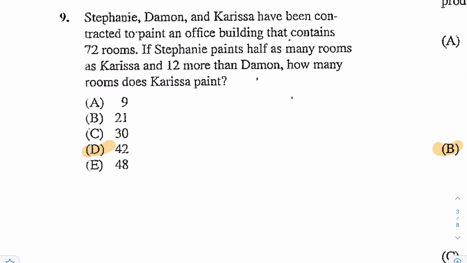All right, next for number 9, Stephanie, Damon, and Carissa have been contracted to paint an office building that contains 72 rooms. If Stephanie paints half as many rooms as Carissa and 12 more than Damon, how many rooms does Carissa paint? So S plus D plus K, the total has to be 72. But Stephanie paints half as many as Carissa, so S is equal to half of K.